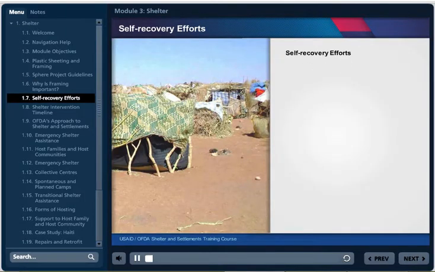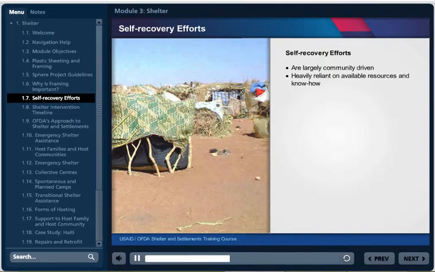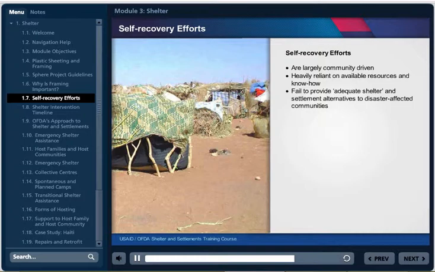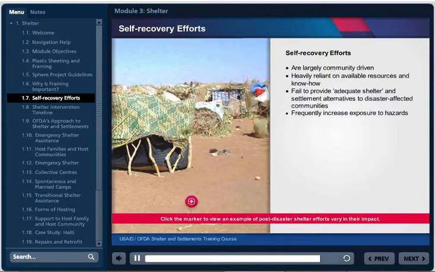As is commonly known, post-disaster shelter efforts start way before humanitarian actors arrive and are largely community-driven. However, the quality of those early responses varies greatly from disaster to disaster, mainly depending on the disaster-affected household's access to resources and know-how. With few exceptions, post-disaster shelter efforts fail to provide adequate shelter and settlements alternatives to disaster-affected communities and frequently increase exposure to hazards. Click the marker to view an example of how post-disaster shelter efforts vary in their impact.